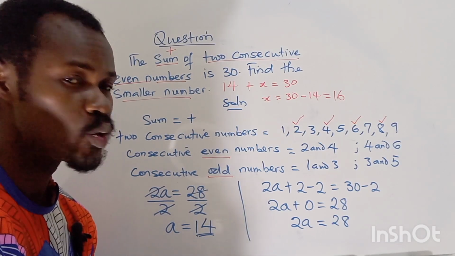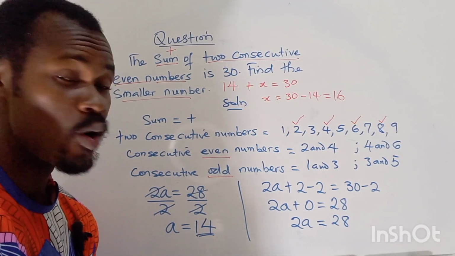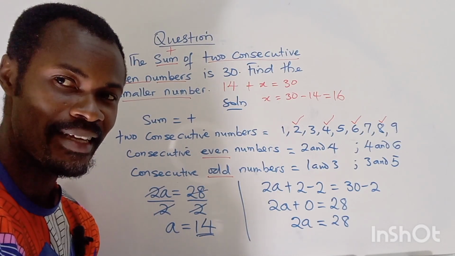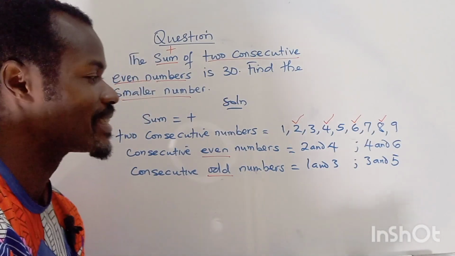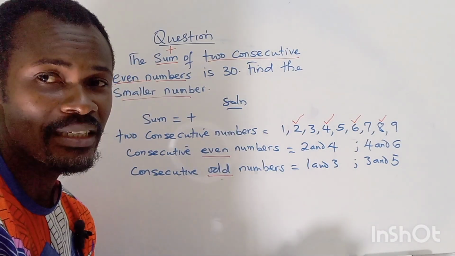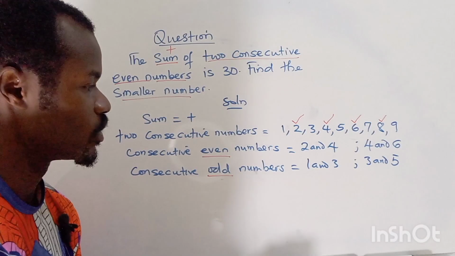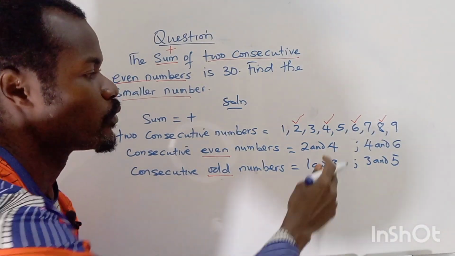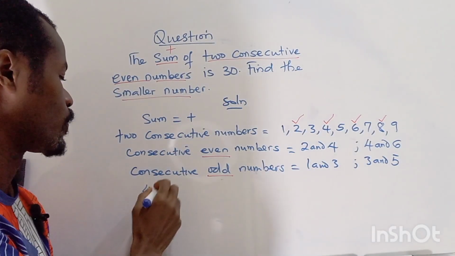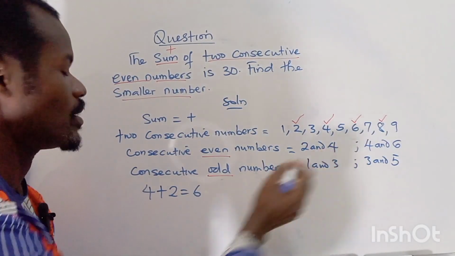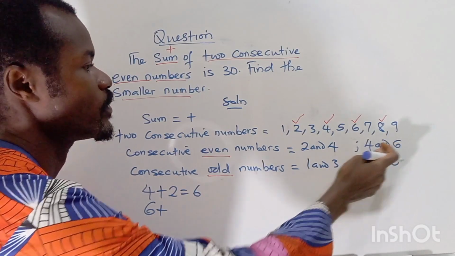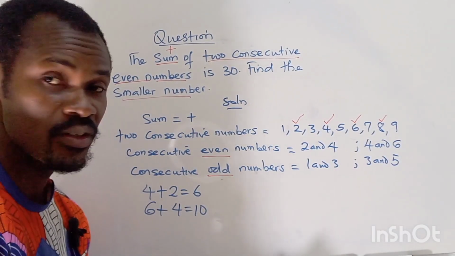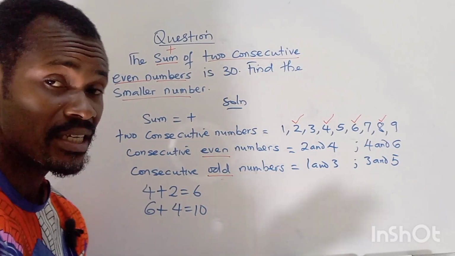But we are also going to apply another alternative to solve this problem. So let's apply it and see. Now, the next alternative in solving this same problem is starting with the larger number. Just like we have 4 and 2, so 4 plus 2, which is 6, or 6 plus 4, which is 10. These are two consecutive even numbers.